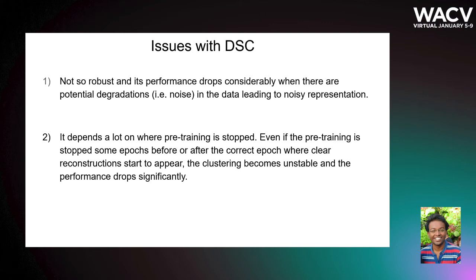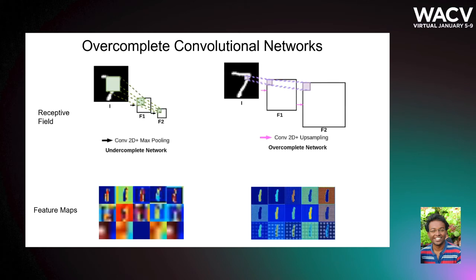However, this is not a good approach, and the change in performance is very drastic when we stop the pre-training just some epochs before or after the nominal epoch. Hence, we propose using overcomplete networks which are more robust compared to normal undercomplete networks used in DSC.